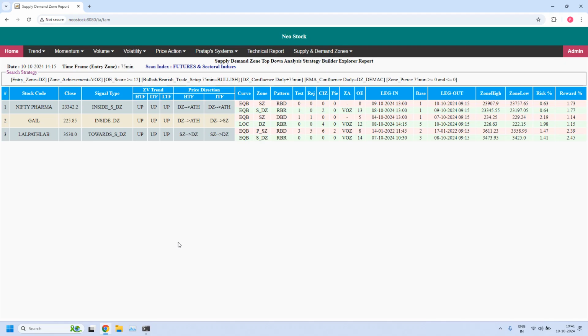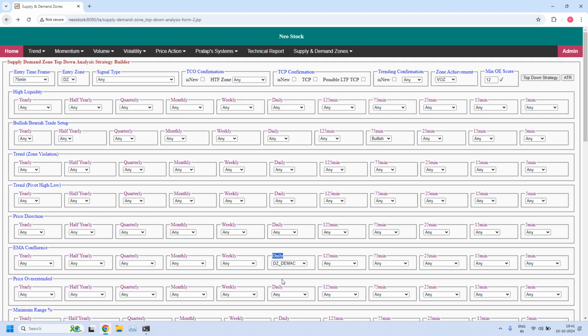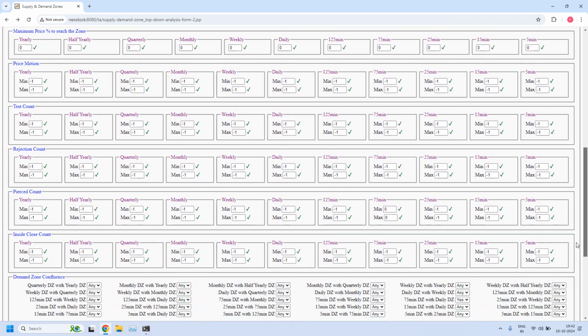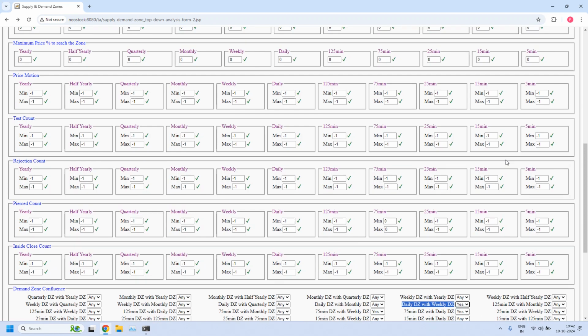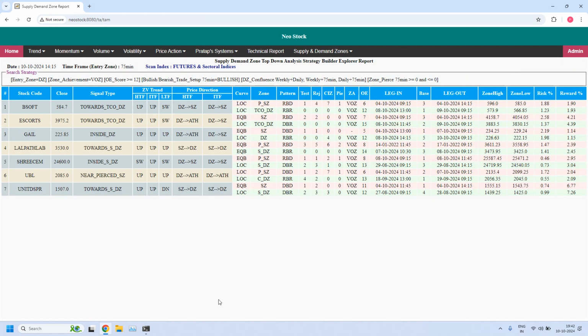Okay, next let us look for LTF, ITF, HTF confluence. First I need to remove this EMA filter in the demand zone confluence. 75 with daily demand zone confluence is enabled. 75 minutes demand zone with weekly demand zone I am enabling. Daily demand zone with weekly demand zone confluence is also enabled. With all the 3 filters, we got 7 stocks. That means the 75 minute zone is part of the daily zone. Both 75 and daily together are again part of the weekly zone.